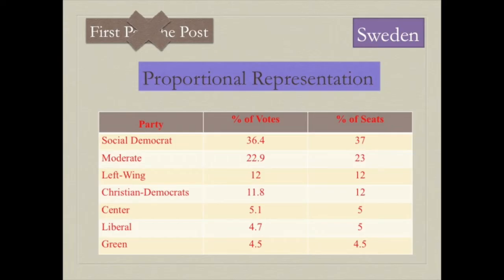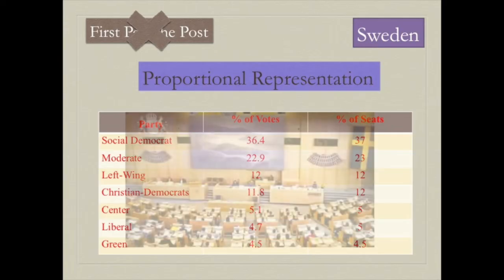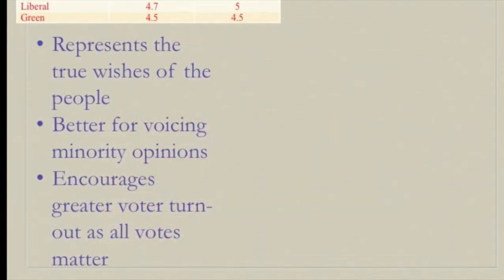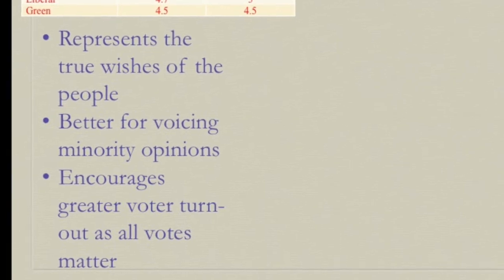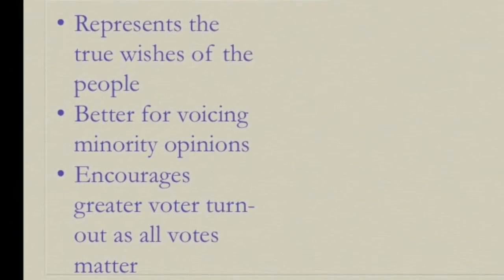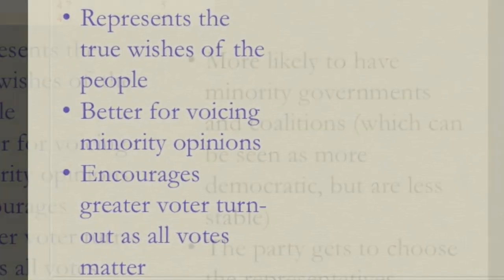So if they got 37% of the popular vote, they get 37% of the seats in their legislature, known as the Riksdag. So each party gets a proportion of power based on the proportion of vote, hence the name proportional representation. Many people argue that this is more democratic because it actually represents what the people want. It's also better for minority groups because they're more likely to have their voice heard in government.